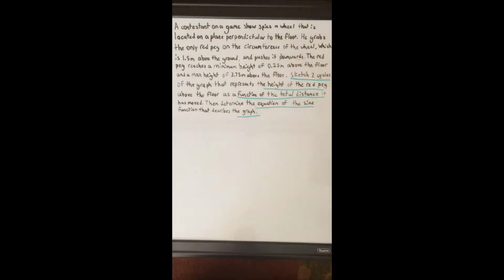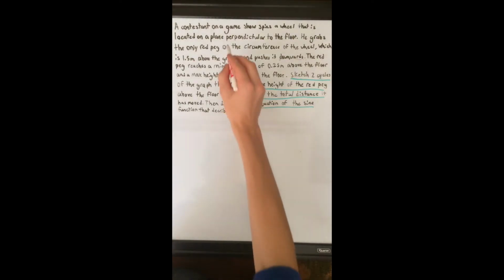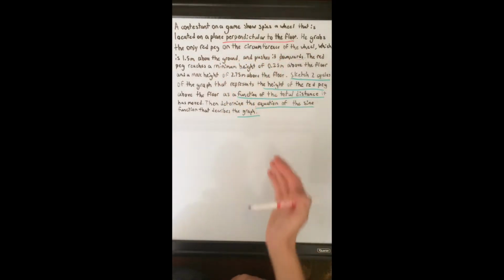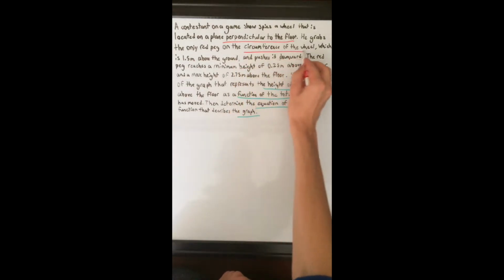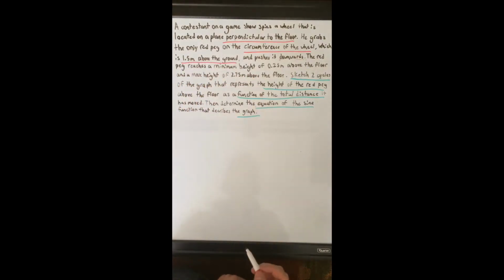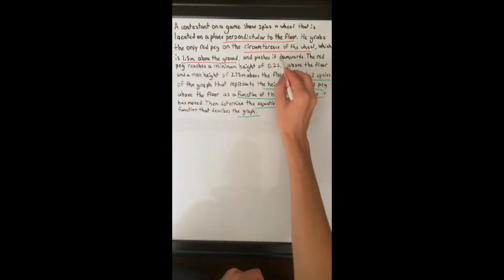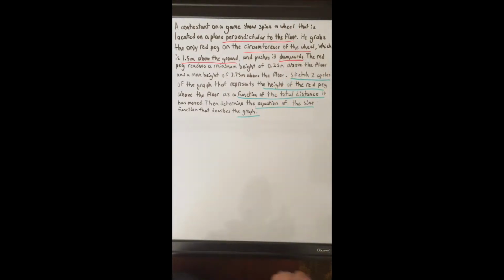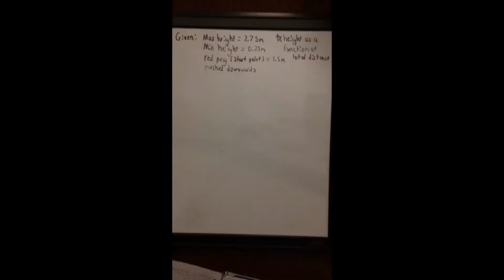Knowing this information, we then know to search through the rest of the question for the components of a sine equation in order to create the sine graph and sine equation. So, looking back at the top, we realize that it's on a perpendicular plane to the floor, meaning it's standing vertical, and the red peg is on the circumference of the wheel, which, importantly, is 1.5 meters above the ground. We then get the information that it is pushed downwards, meaning it'll be a negative sine function, and the red peg reaches a minimum height of 0.25 meters and a maximum height of 2.75 meters.